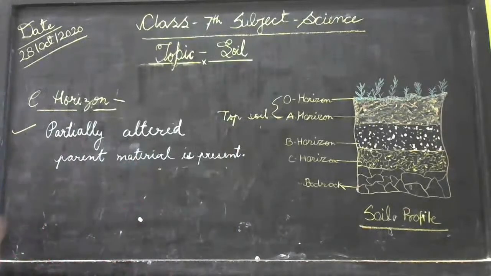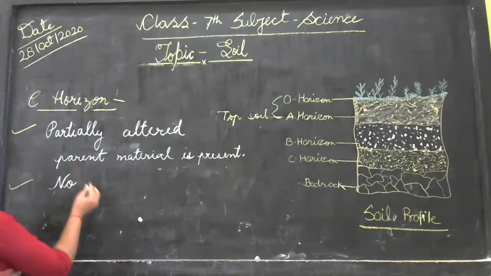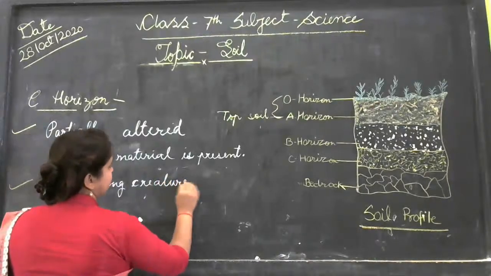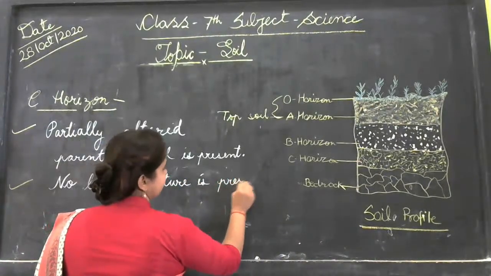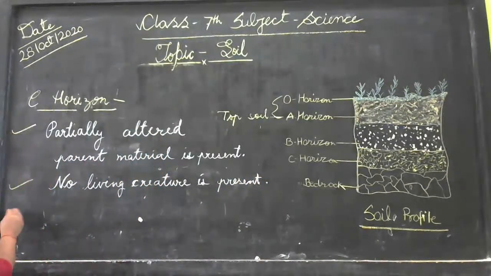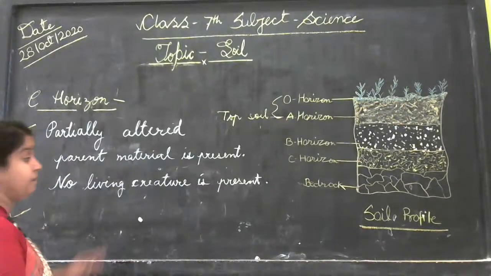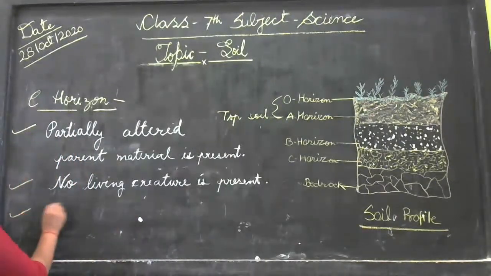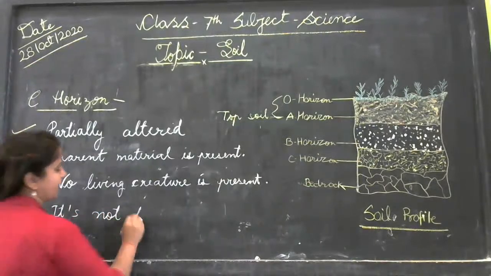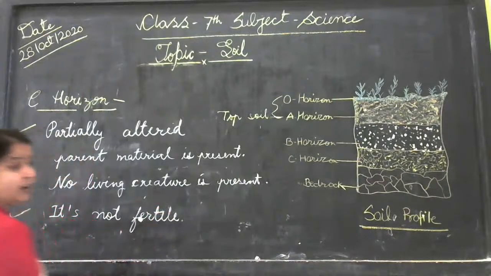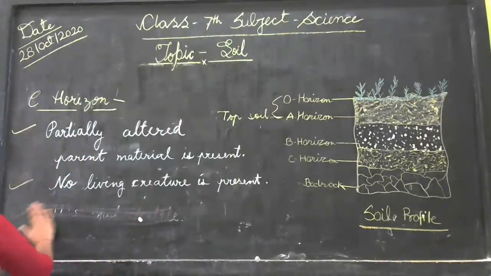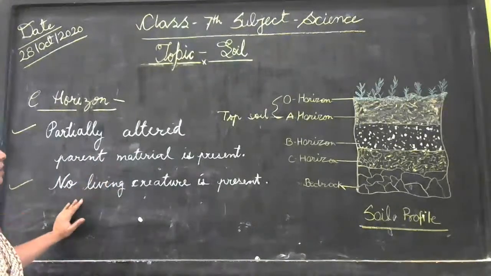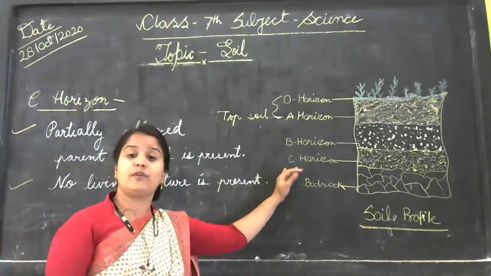The next property of this C horizon is that no living creature is present. What else? Beyond these, what can be the next property of the C horizon? That it is not fertile. Okay, it is not much fertile, or we can just include or exclude it. It doesn't matter a lot. The main thing we have to remember in this C horizon is that it is partially altered parent material and no living creature is present in this horizon of the soil profile, right?